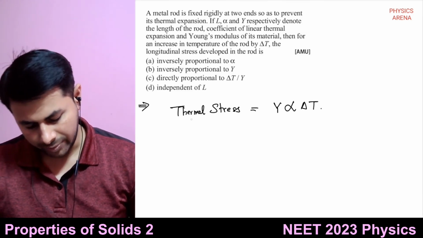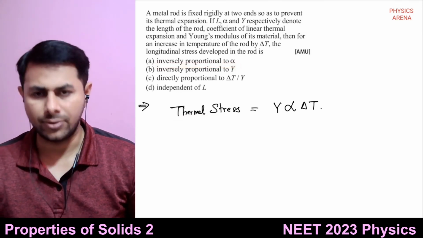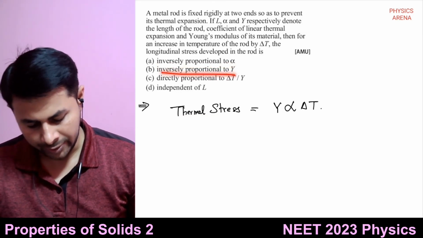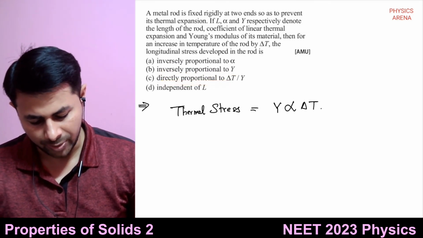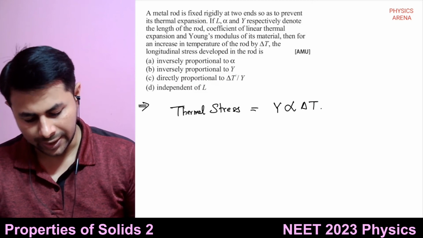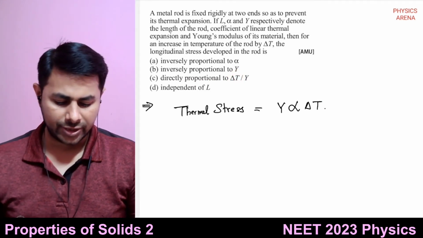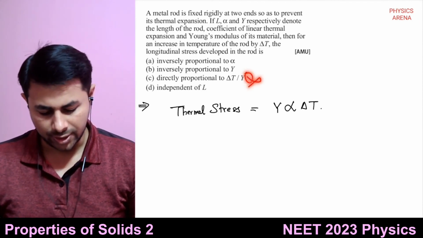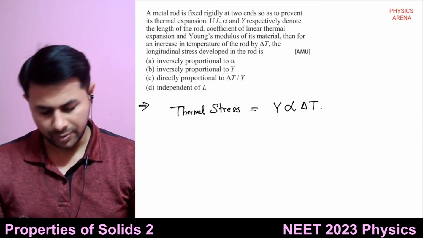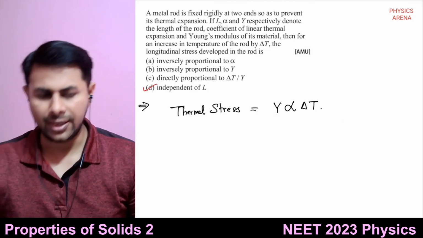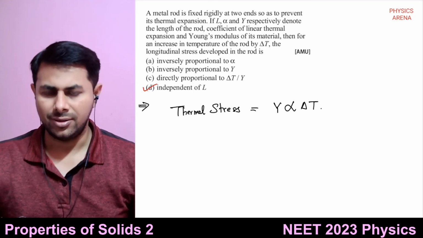Okay, so thermal stress, is it inversely proportional to alpha? No. Inversely proportional to Y? No. Directly proportional to delta T upon Y? So it's directly proportional to delta T, okay, but it's not inversely proportional to Y. So this is also gone. Independent of L? Yes, it is independent of L. So option D is the answer. Right, Sanjay. It's option D.